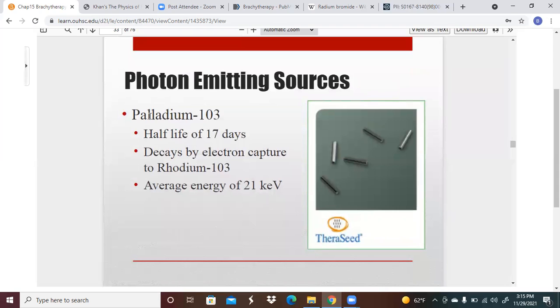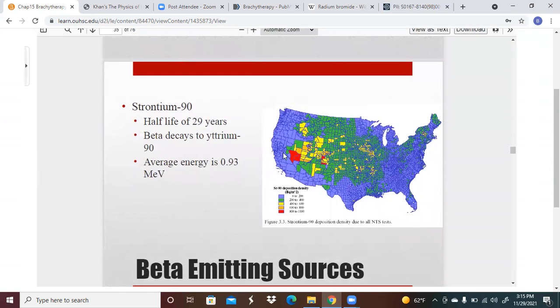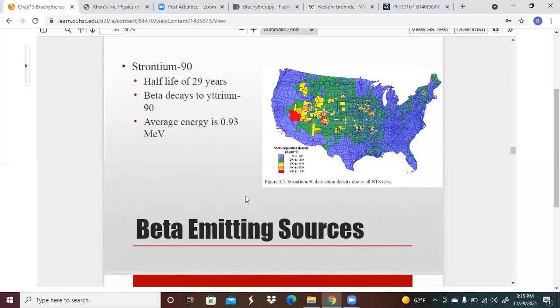So you've got photon emitting sources. You've got palladium-103. It's got a half-life of 17 days. It will decay by electron capture to rhodium-103, with an average energy of 21 keV. Strontium-90 has a half-life of 29 years, beta decays into yttrium-90, and has an average energy of 0.93 MeV. And you can see the deposition density, a lot of it out there in Nevada and next to it, Utah, Colorado, those mountainous states.